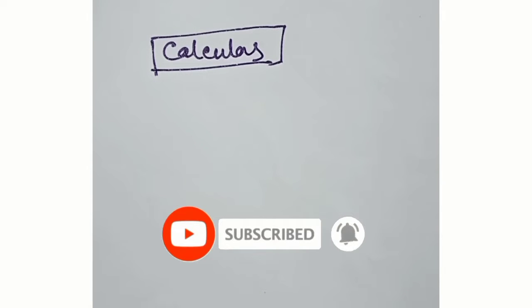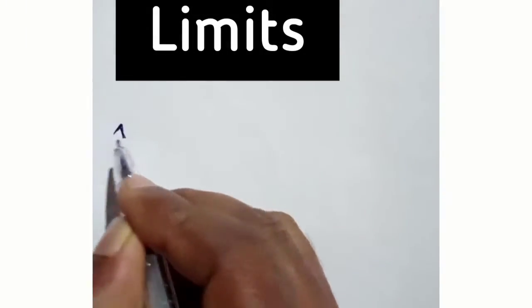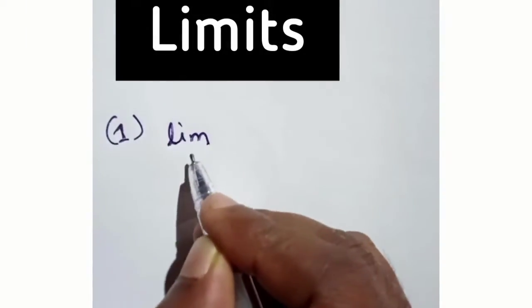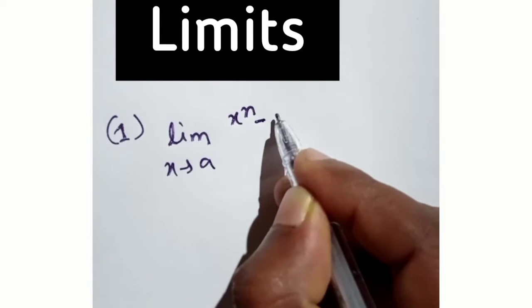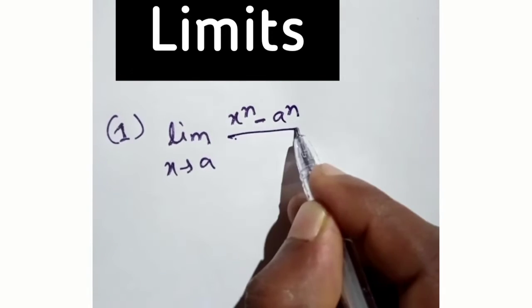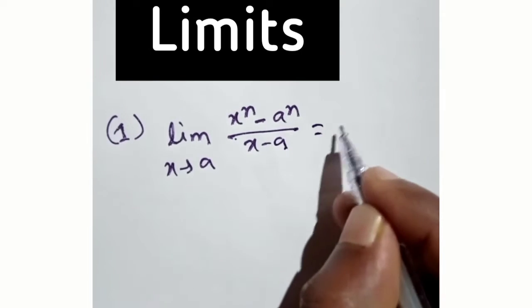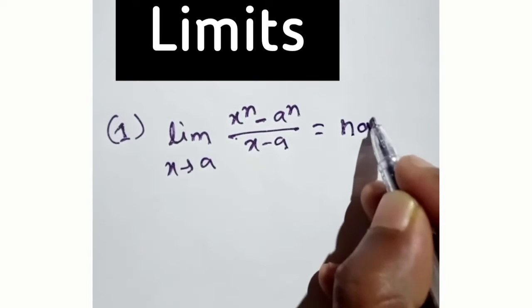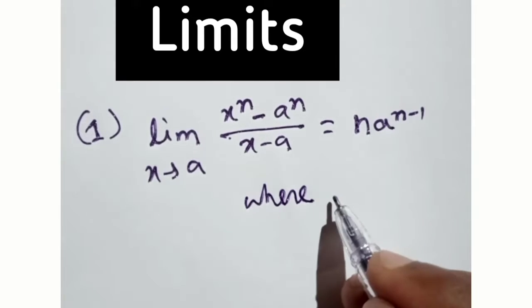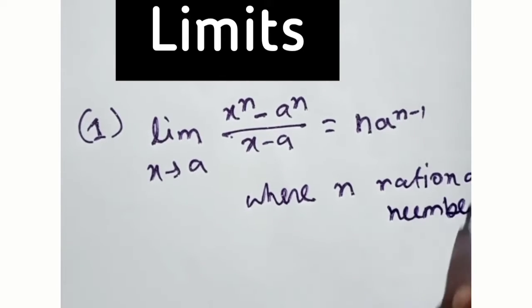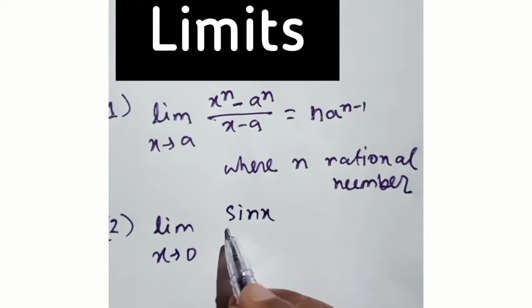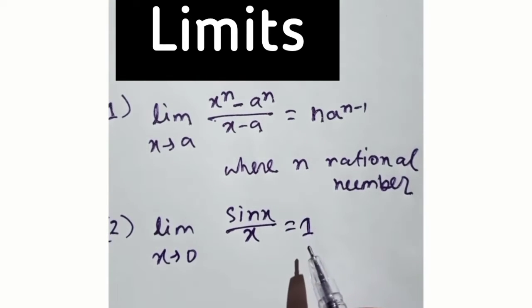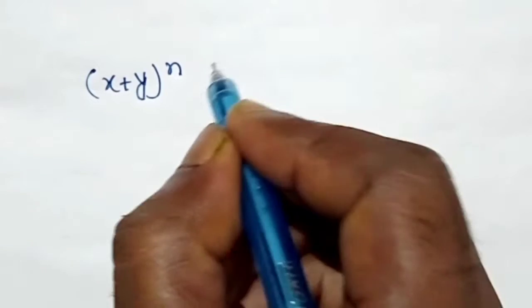Guys, we will know about the first two fundamental limits. So guys, our first fundamental limit value is limit x tends to a, x to the power n minus a to the power n by x minus a, equal to n a power n minus 1, where n is a rational number of course. And guys, our second one is limit x tends to 0 sin x by x equal to 1. Guys, it's very easy to determine, so let's do it.